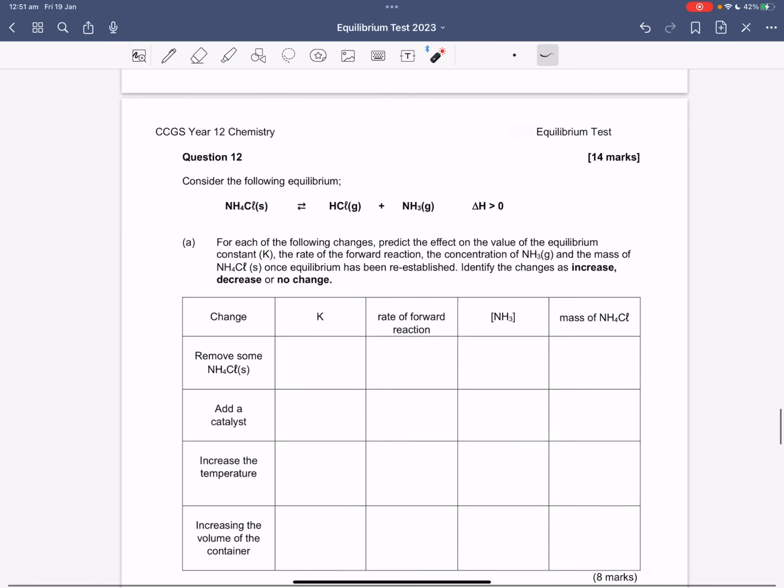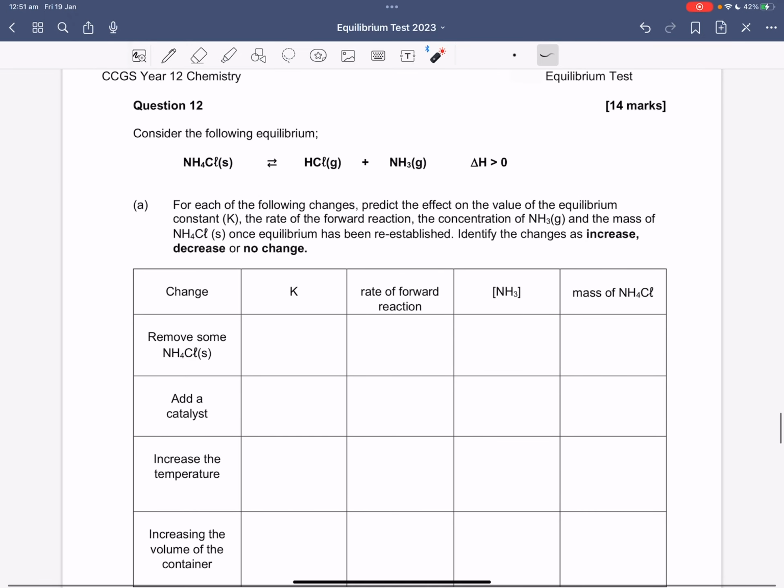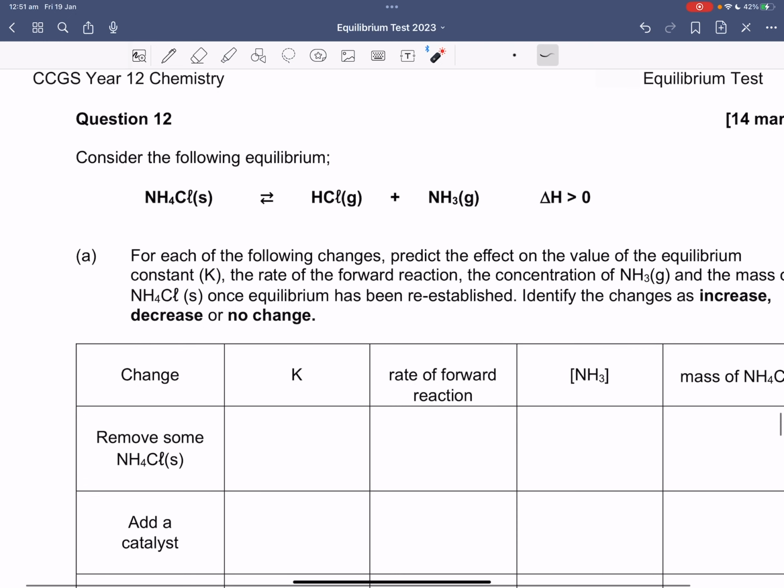All right, question number 12. Now, question 12 is quite tricky. There is a trick to question number 12. The trick relates to the specific equation, and it relates to the K constant. This is what will allow you to see it really well. So this is solid, this is gas, which means there is basically nothing on the reactant side. It's basically a 1, which means we don't include it. So the K constant is the concentration of HCl times the concentration of NH3.